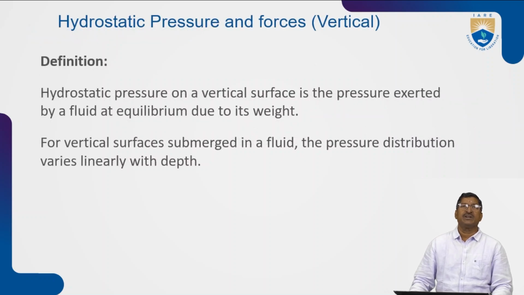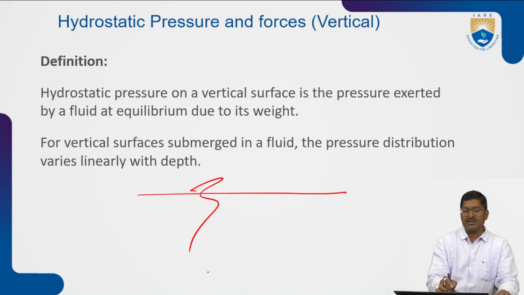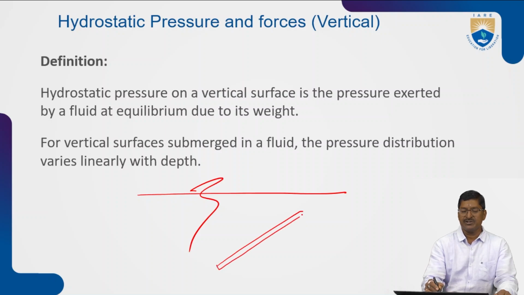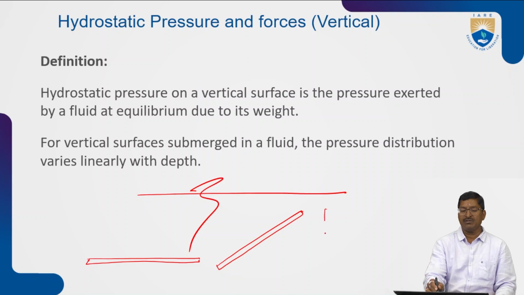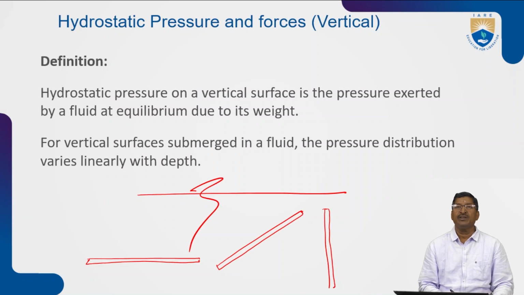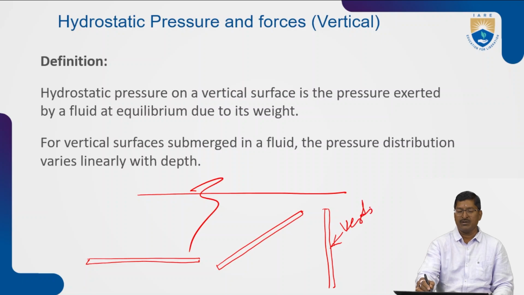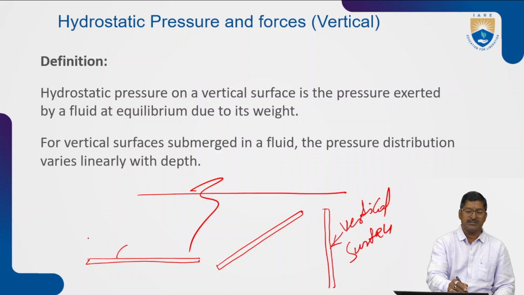And today's topic is hydrostatic pressure and forces on a vertical surface. So if it is a liquid or water, and a surface with a thin sheet, it can be in an inclined position, the sheet can be in a horizontal position, or the sheet can be in a vertical condition. So today our class is related to the vertical surface. This is a vertical surface. This is a horizontal surface.